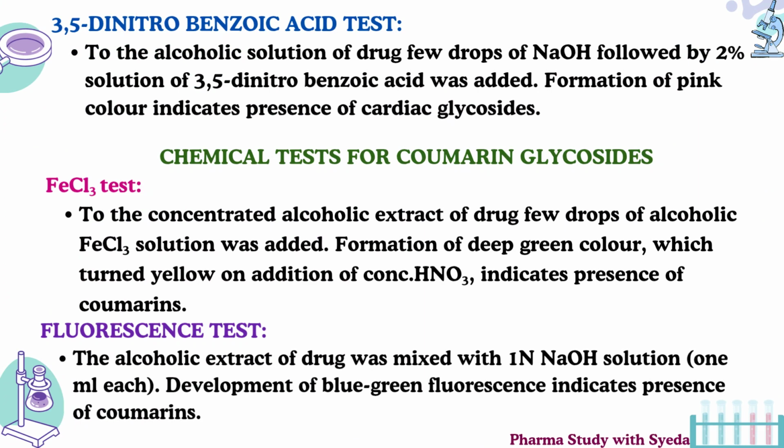Chemical tests for coumarin glycosides. Iron 3 chloride test, or ferric chloride test. To the concentrated alcoholic extract of drug, few drops of alcoholic ferric chloride solution was added. Formation of deep green color, which turned yellow on addition of concentrated nitric acid, indicates presence of coumarins.